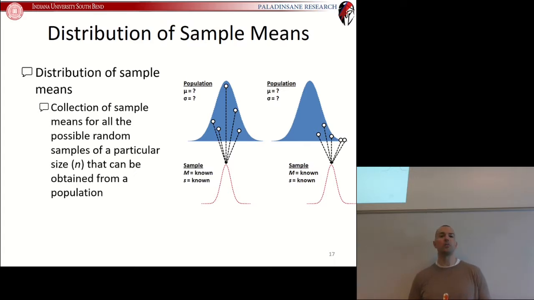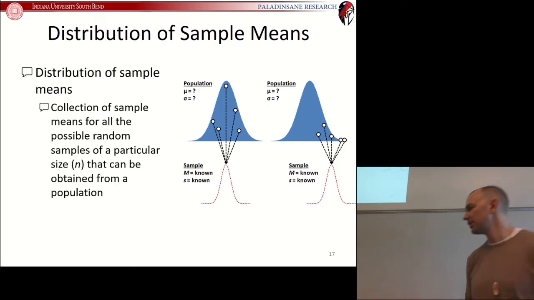It's every single sample that you can get from that population for a particular size of a sample. So this distribution of sample means comes from the population distribution, but is not the same as the population distribution. So this is the population. So keep this infographic in mind.